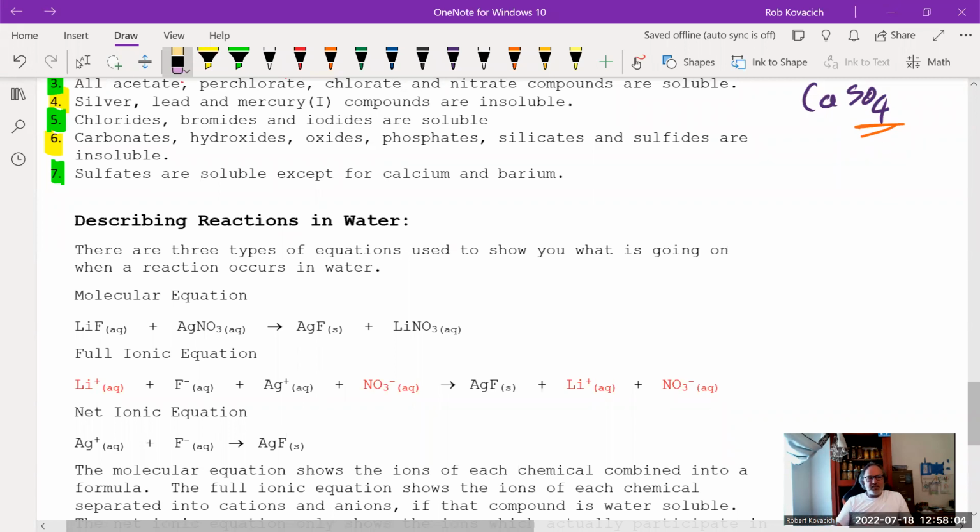We don't want certain things to be dissolved in our water. If you've seen the movie Erin Brockovich, I don't want hexavalent chromium in my water because it does all kinds of terrible things to my body. So I'm going to show you 3 different ways to write chemical reactions that happen. And so here we go. They're the molecular equation, the full ionic equation, and the net ionic equation.